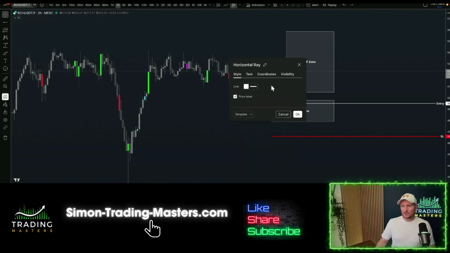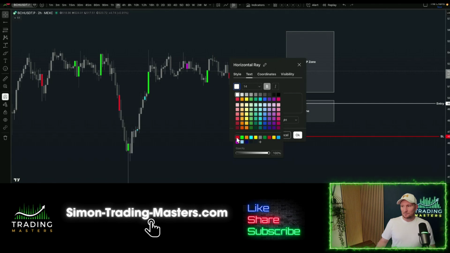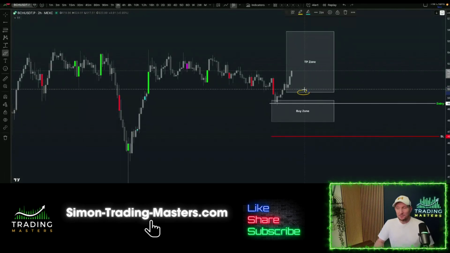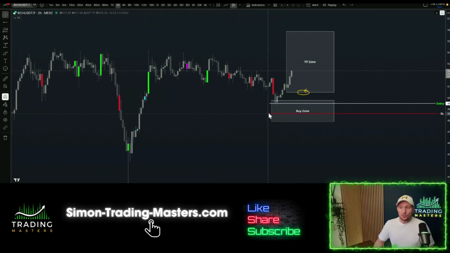Let's make this a nice white zone here, and let's make this entry. This is your entry point. As soon as we hit TP1 here, and you've taken 25 to 50% of your position off of the table, so you've paid yourself, immediately move your stop loss to just above entry.